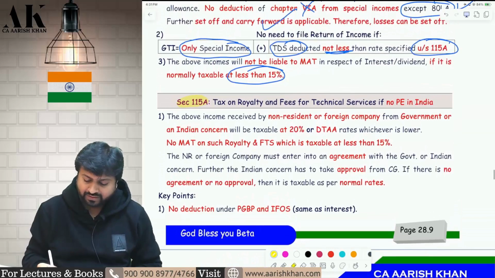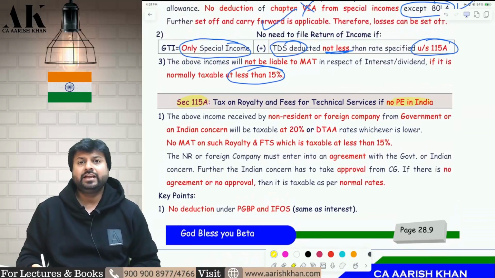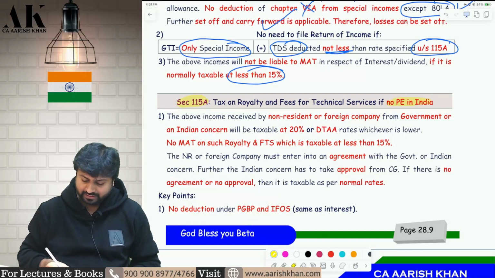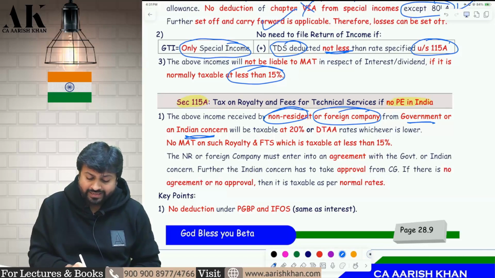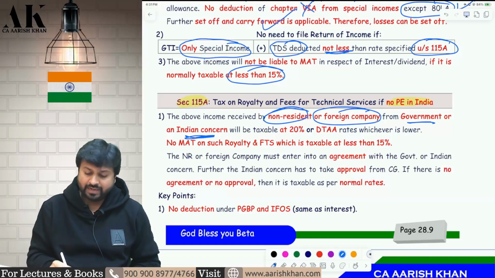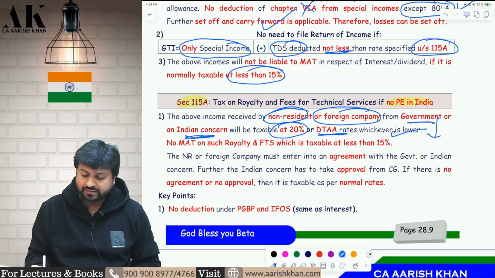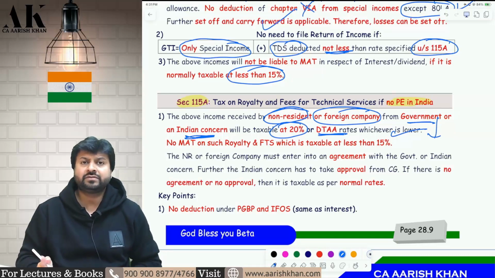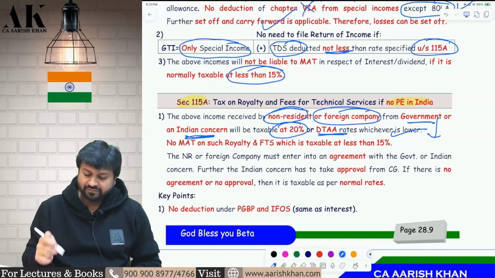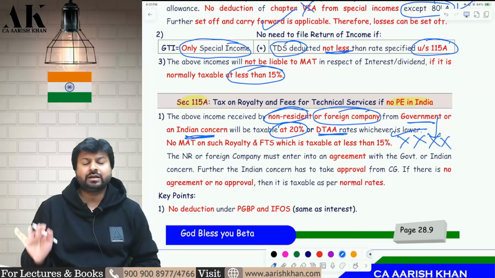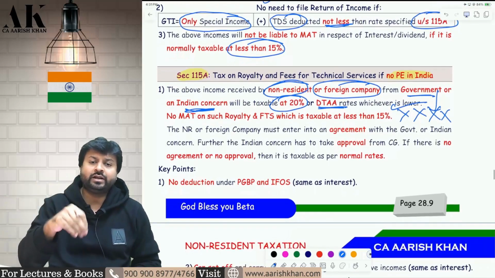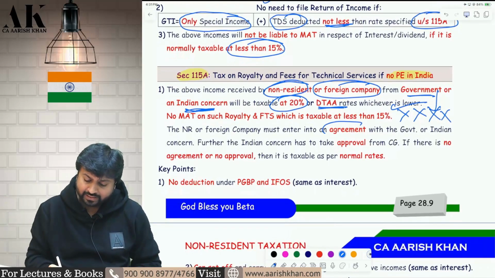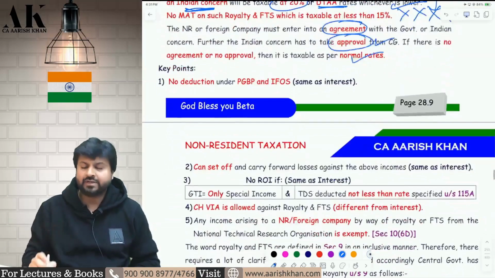Now, coming to 115A, the royalty and FTS will be taxable if the non-resident foreign company does not have a PE in India. So, if the non-resident foreign company is giving some services to the government in India or an Indian concern, then the non-resident foreign company will be liable to tax at the rate of 20% or DTAA, whichever is lower. Again, if the tax rate is less than 15%, then MAT is not applicable on the foreign company. If the tax rate is more than or equal to 15%, then MAT will be applicable on the foreign company on royalty and FTS also. Having an agreement and approval from the central government is mandatory. If you do not fulfill these conditions, then you will be taxed as per the normal rates.